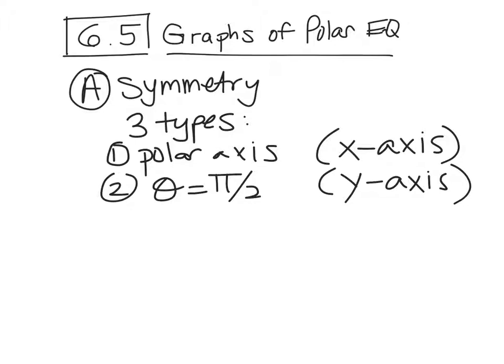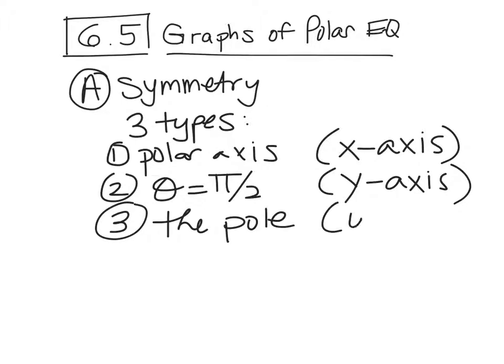And then finally, there's a 3rd type of symmetry. And this is the same symmetry that odd functions have. You know, odd functions are symmetric over the what? The origin. They don't call it the origin. They call it the pole. Yeah, the pole. Okay? And that's the origin.